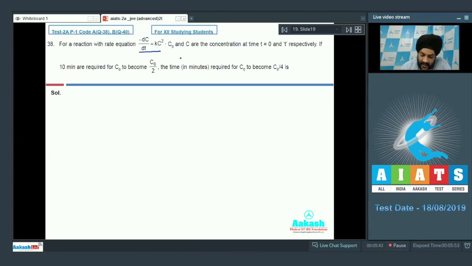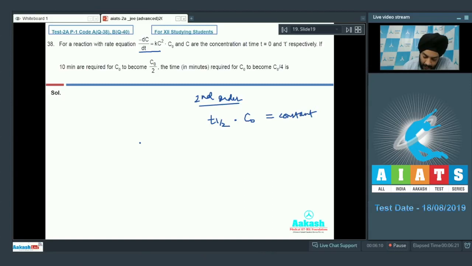so this is a second order reaction. C0 and C are the concentration at time t equal to 0 and t respectively. If 10 minutes are required for C0 to become C by 2, then the time required for C0 to become C0 by 4 is. Okay, so for a second order reaction, students, we have the T half into the initial concentration equal to a constant.